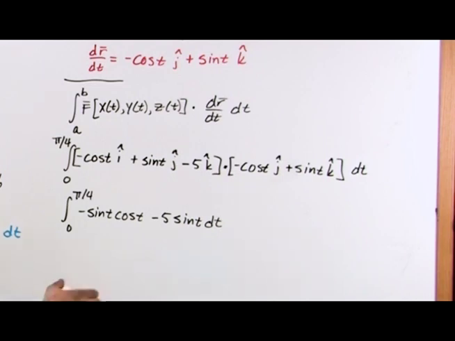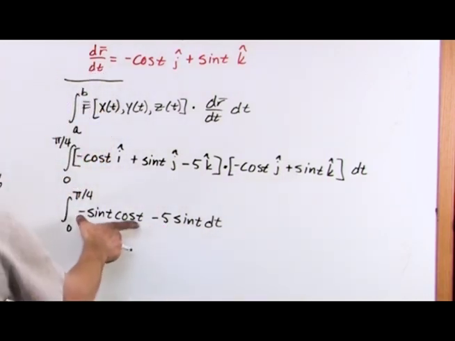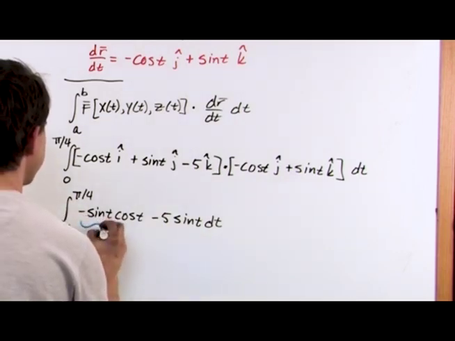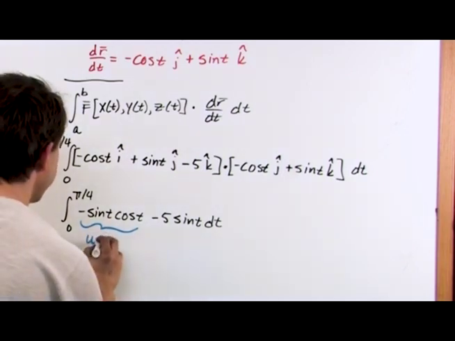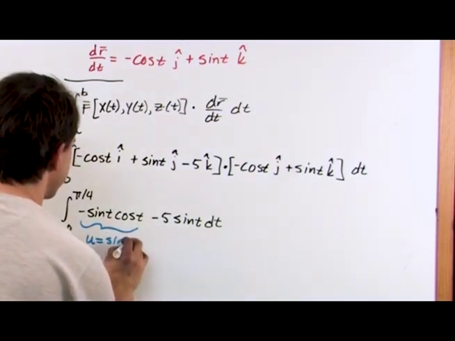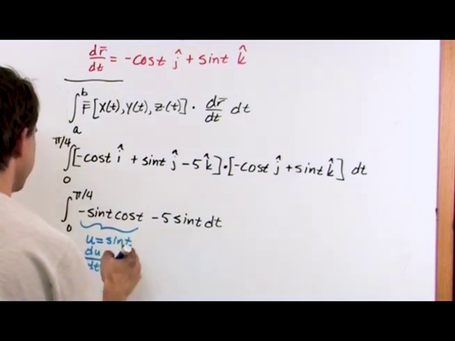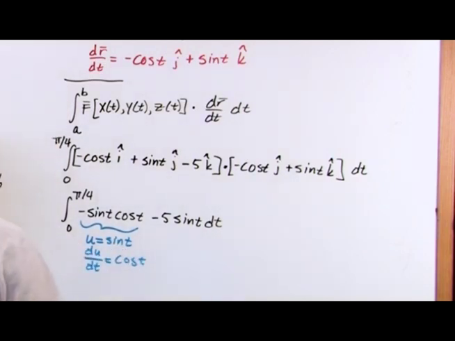Well, I know how to integrate this. I know what the integral of sine is, so I can do that, no problem. I know that I want to integrate this, and I'm going to use substitution to do that. So let's do this integral first. And what I'm going to say is u is equal to sine of t, so that du dt is equal to the derivative of sine, which is cosine of t.